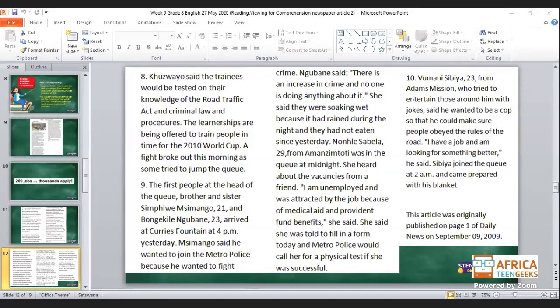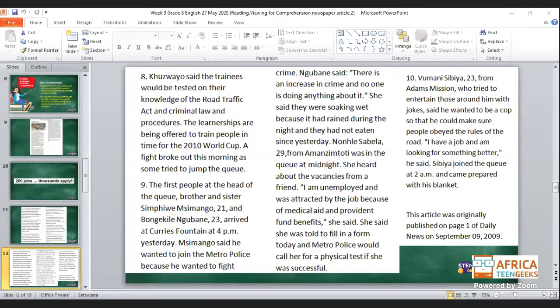Thank you so much, Tristan. Okay, so who will have the last paragraph, paragraph 10? I see Lesedi S will have it for us. Lesedi S, please read the last paragraph for us. Yes, sir.